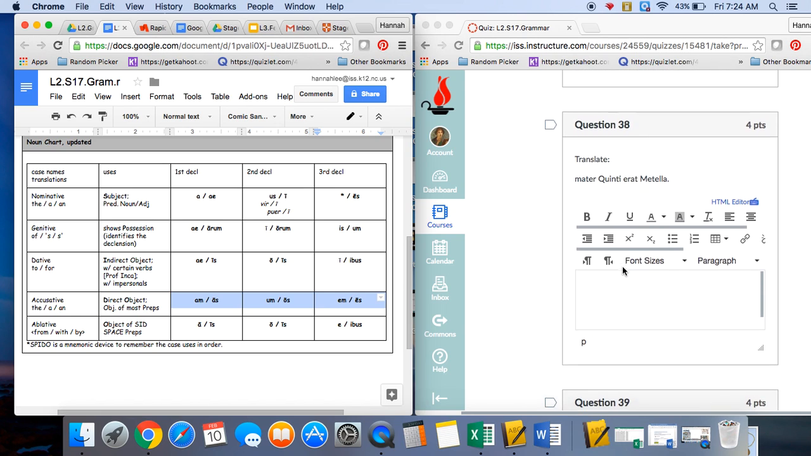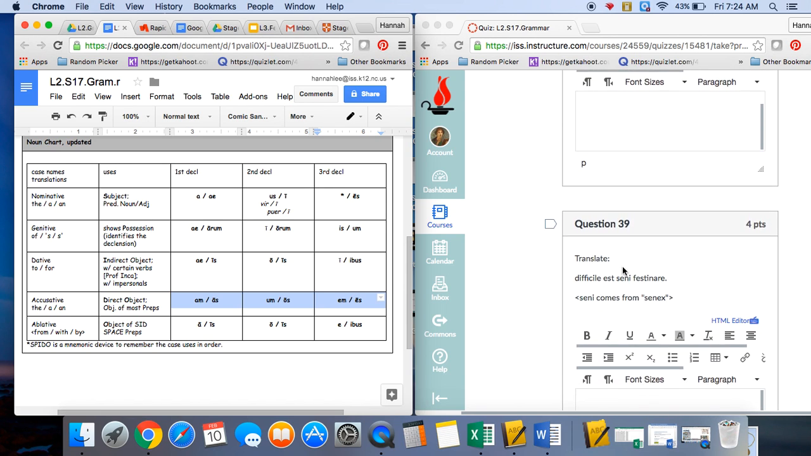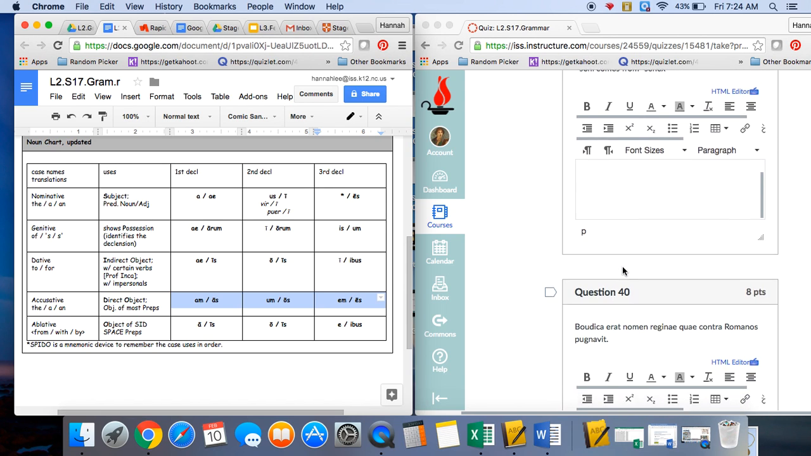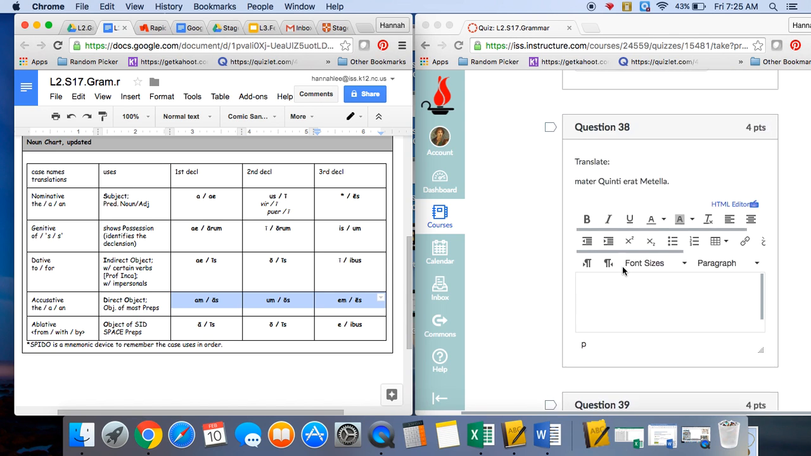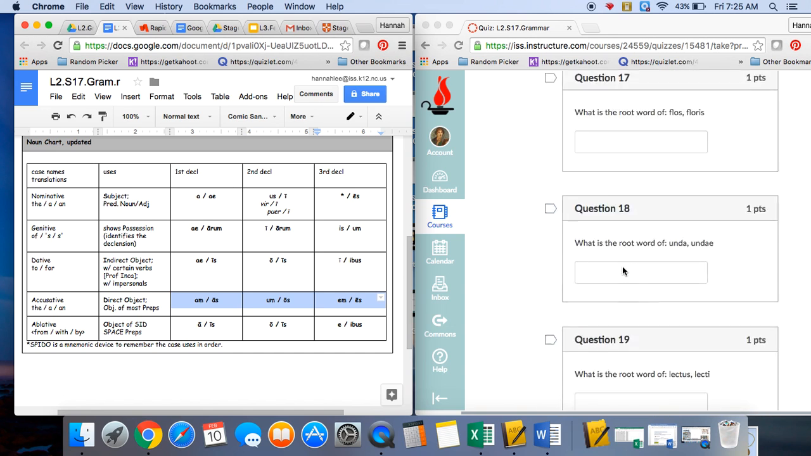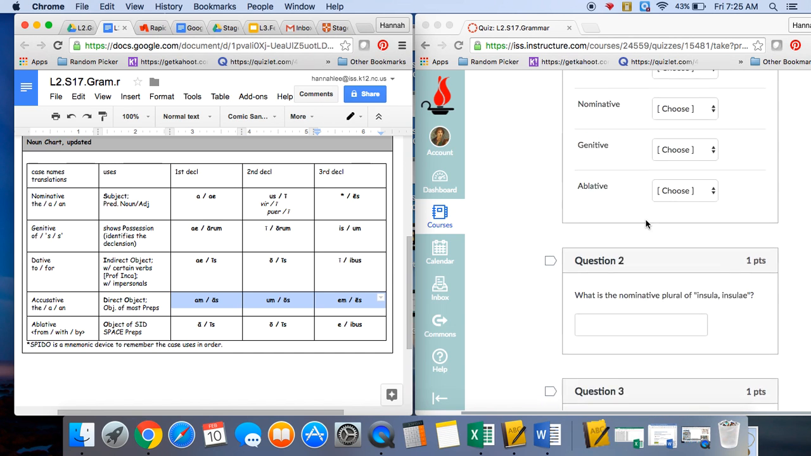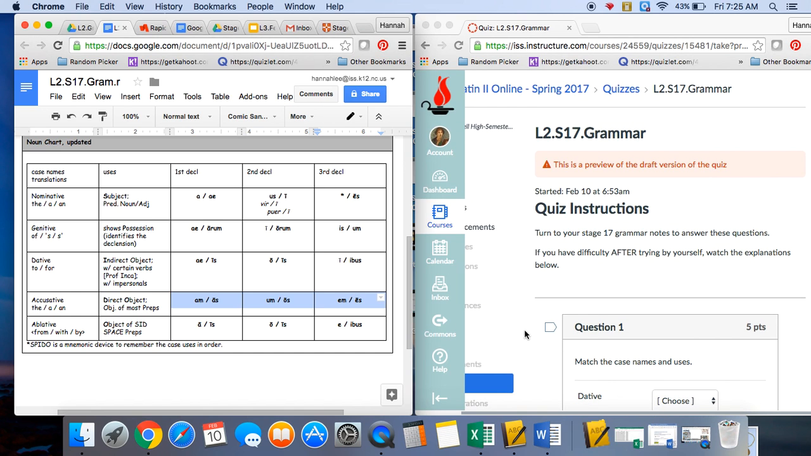Number 38 is translation. 39, translation. And 40 is translation. Okay. Let me know if you're still having trouble with these. You're not ready to do anything like this on a test yet. We're still trying to become familiar with how to use the charts and getting them lodged in your brain. Okay, that's it.